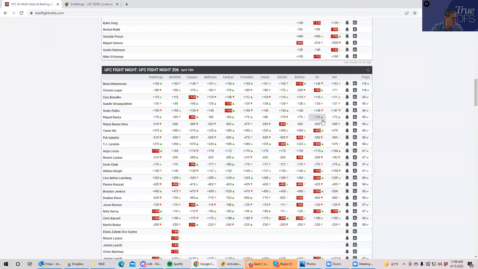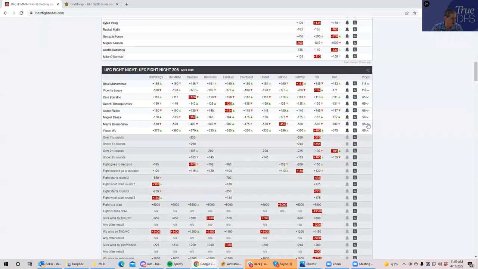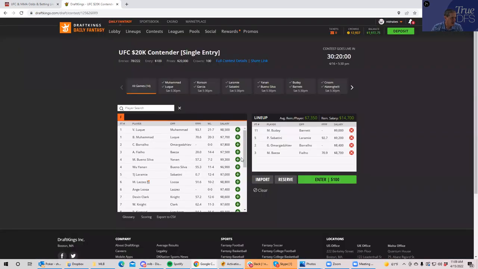Buena Silva against Wu. This is one that I can fade. This is a minus 500 favorite, but the fight doesn't go to decision line is poor. It's sort of poor for that price. And she doesn't really have that much grappling upside. So at 9,300, it's very, very difficult to get to her on the slate. So she's probably going to get the X button, so to speak. And I'm not going to go for Wu Yanan. I mean, she's a plus 500 underdog. No thanks.